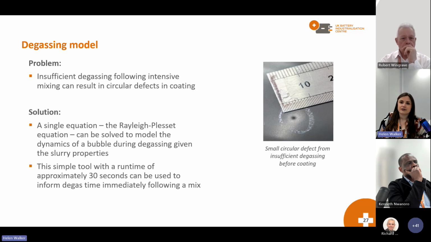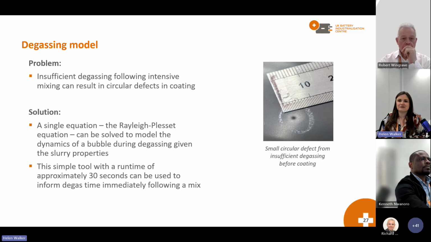This is really nice, especially for people who run quite high fidelity, complex multi-physics models, because this model in particular has a runtime of about 30 seconds. So yeah, really nice to have a quick tool for a change.